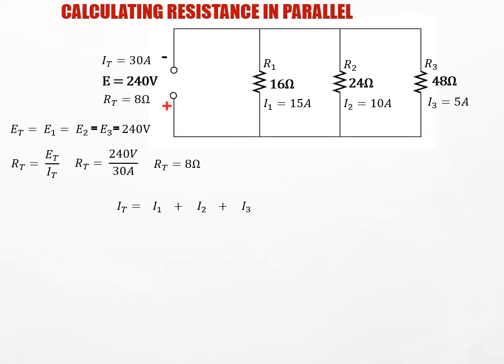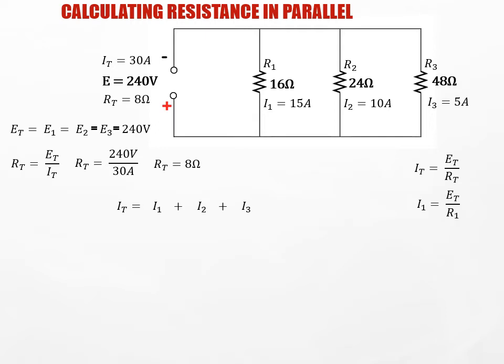We know that the total current is equal to the sum of the individual branch currents, where IT is equal to I1 plus I2 plus I3. If you look back at the example, we calculated each current, I1, I2, and I3, by using Ohm's law. Now, if we had RT, we could calculate IT by taking the total voltage and dividing by the total resistance, and we would end up back at our 240 volts divided by 8 ohms, or 30 amps.